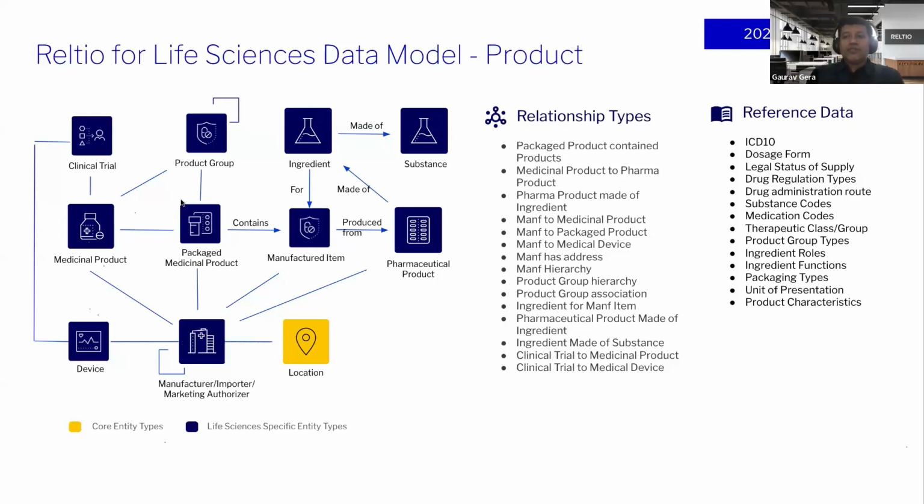At the same time, what we have introduced is a notion of a product group, which can handle things around brands, right? So if you have brands and sub brands of products, and you want to assign different products within those brands, then product group is a very efficient way of doing that, right?